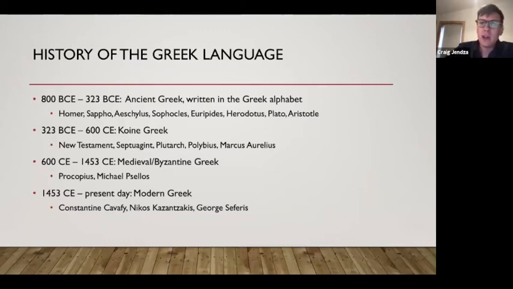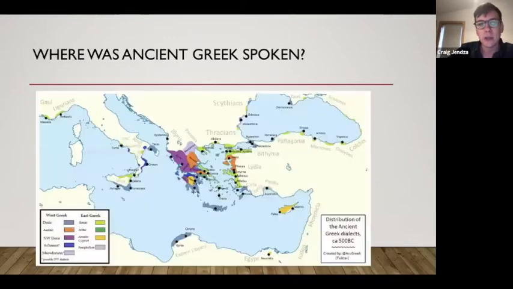It's sort of like, we all know English, but Shakespeare is certainly a bit different. Middle English, like Chaucer, is quite a bit different, and Old English is almost incomprehensible. If you're trying to read Beowulf, it is very, very difficult. So that's kind of a brief history of the Greek language.